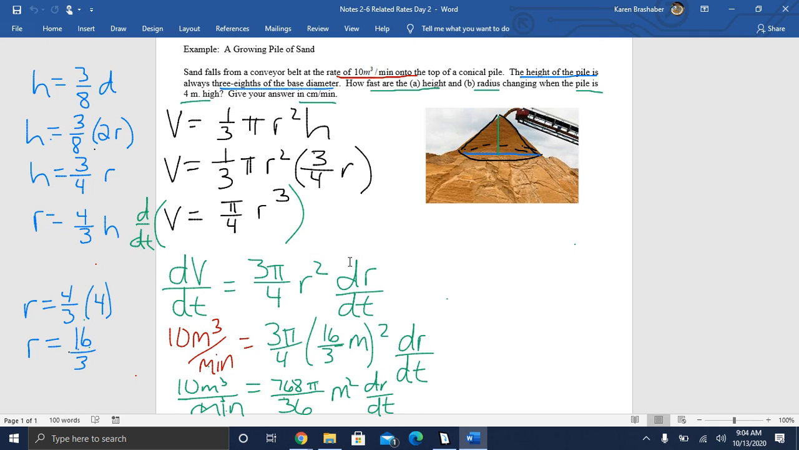So we can multiply again by the reciprocal and solve for dr/dt. Notice again that the meters cubed and the meters squared will cancel to give us just meters, and meters per minute. So now we have 360 over 768 pi. And again, those could be simplified, but I'm not going to do that. This is in meters per minute as our dr/dt.